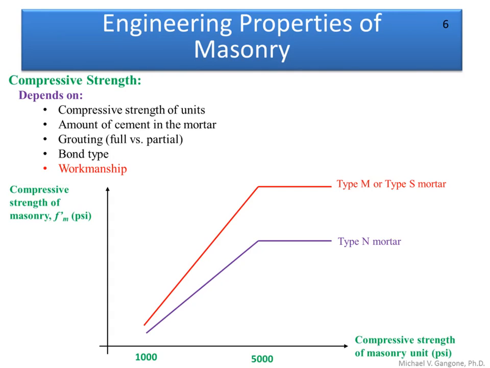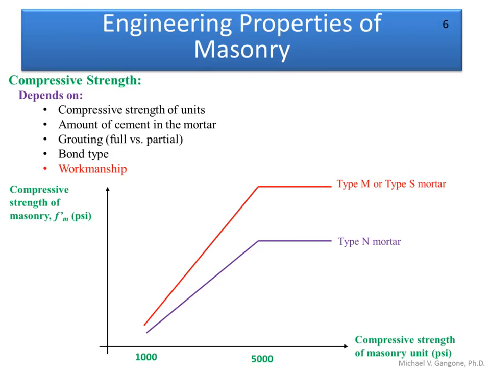Okay. All right, compressive strength. So again, the compressive strength is dependent primarily on two different things. Number one, the compressive strength of the individual masonry unit, and also the type of mortar that's being used.